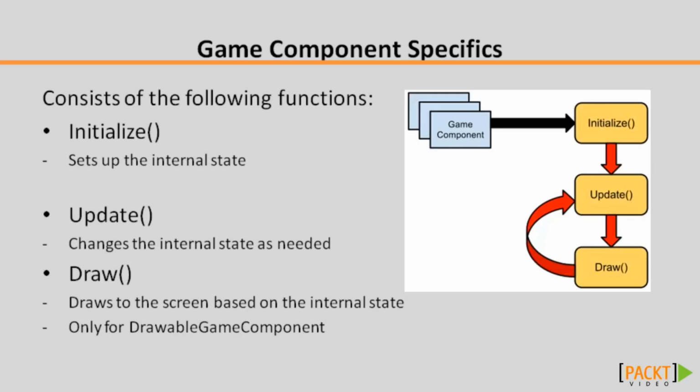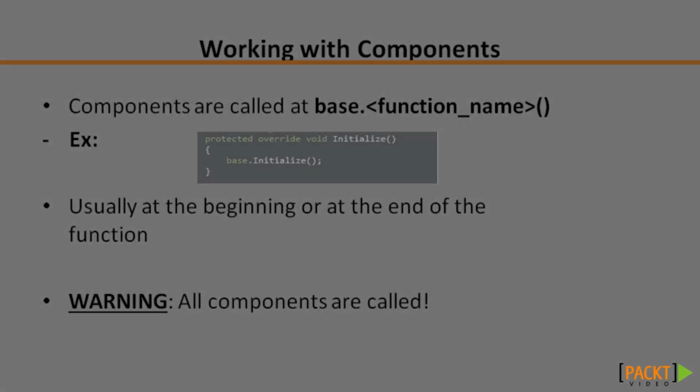Each component consists of two main functions, initialize and update. Both functions are pretty straightforward. Initialize is where you set up your internal state, and update allows you to change state between each update call. Drawable game components also have a draw function, which draws data to the screen. It may look similar to the game class, and that's intended, as each function under the game component is called in the corresponding function under the game class.